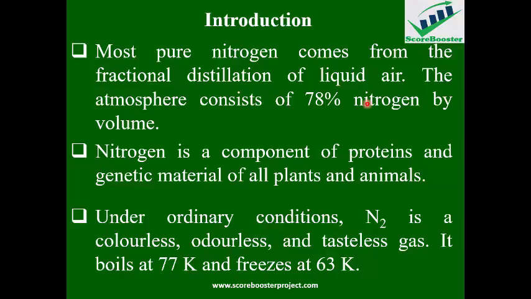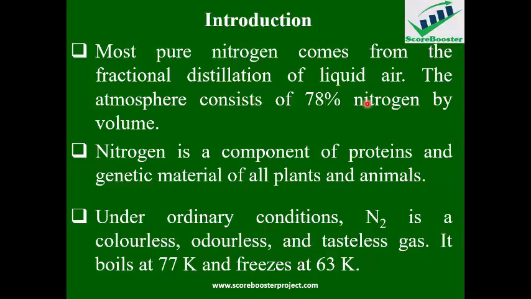The major source of nitrogen is the fractional distillation of liquid air. Liquid air is obtained when you cool air until it becomes liquid. When you do fractional distillation on that liquid, we use fractional distillation because each of these components is close to the others in boiling point. So when you do fractional distillation, you get nitrogen. That is the purest form of nitrogen, so any other form is not as pure as this particular form.